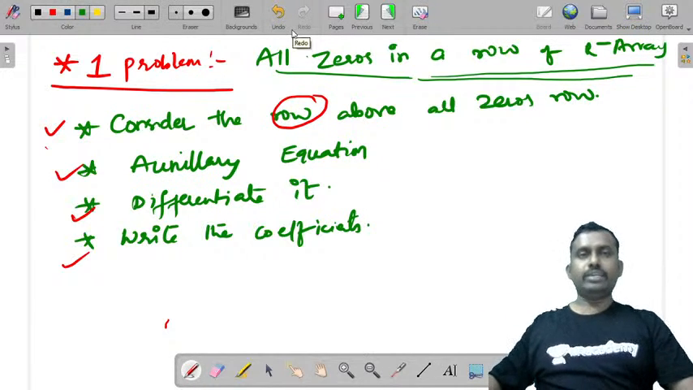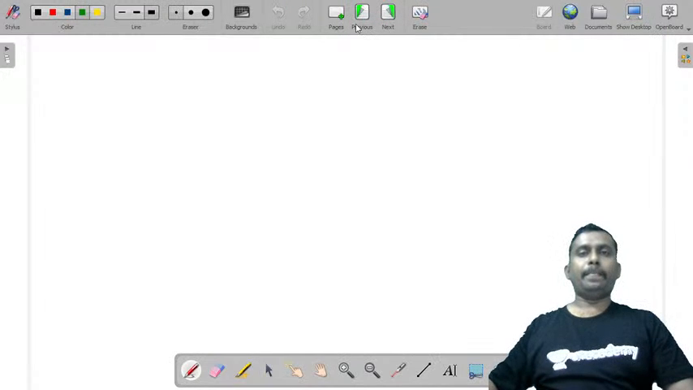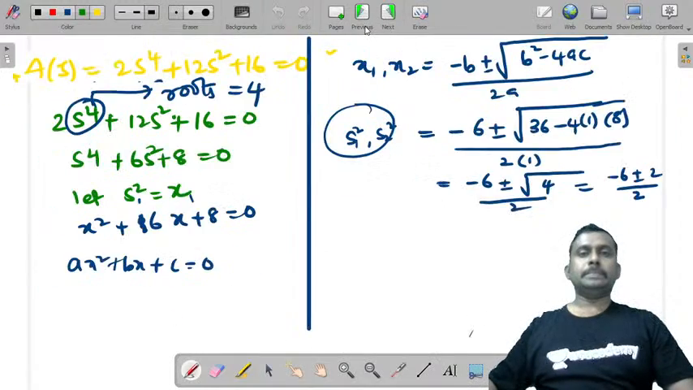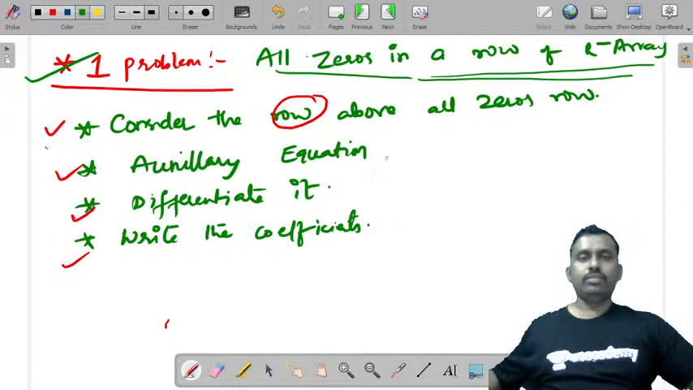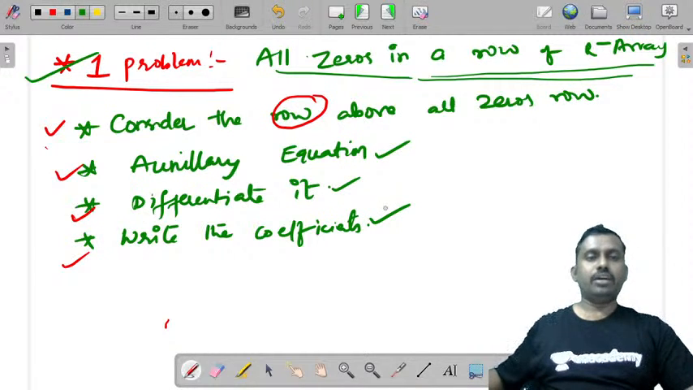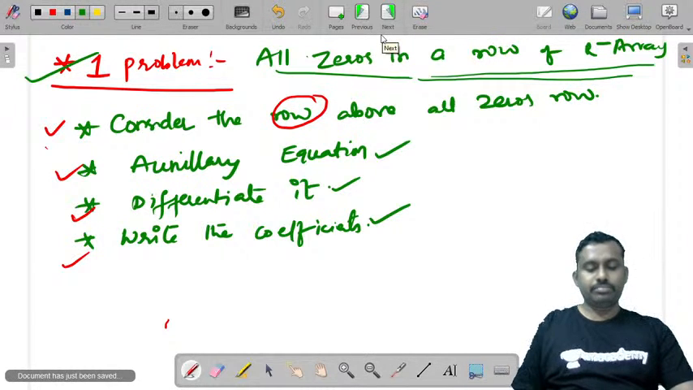There can also be another one. Let's move on to the other one. This is what the problem was, and we have found the solution for it: considering an auxiliary equation, differentiating it, writing the coefficients and solving the routh array, then finding whether it's a marginally stable system or an unstable system.